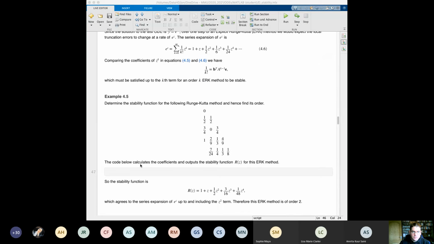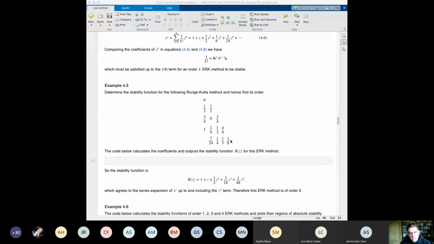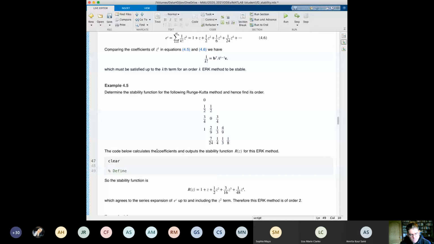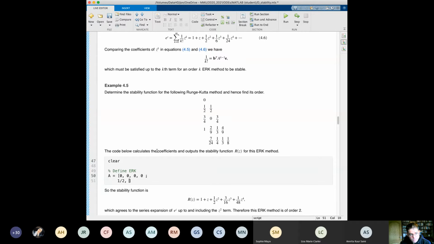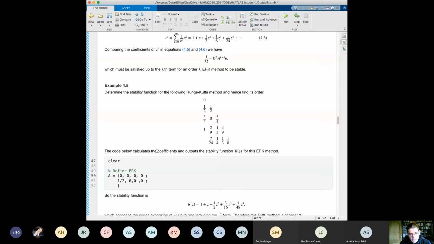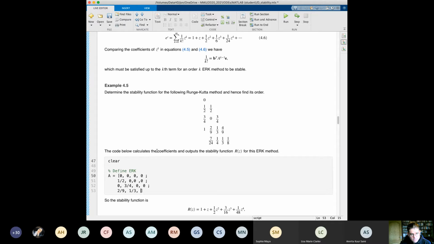Here we're presented with example 4.5. We've got an explicit Runge-Kutta method, so I'm just going to define it in this code cell. We have our A matrix. Now we have four stages, so we're going to have 4 rows and 4 columns. I'm not doing this very neatly, but doing it quickly. That's our A matrix, and we also need our B vector, which remember we assume is a column vector in all of our work. So that's all we need.